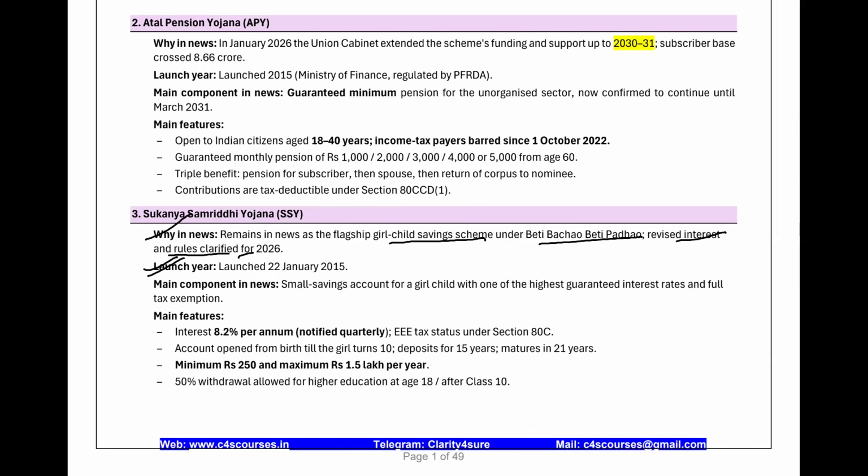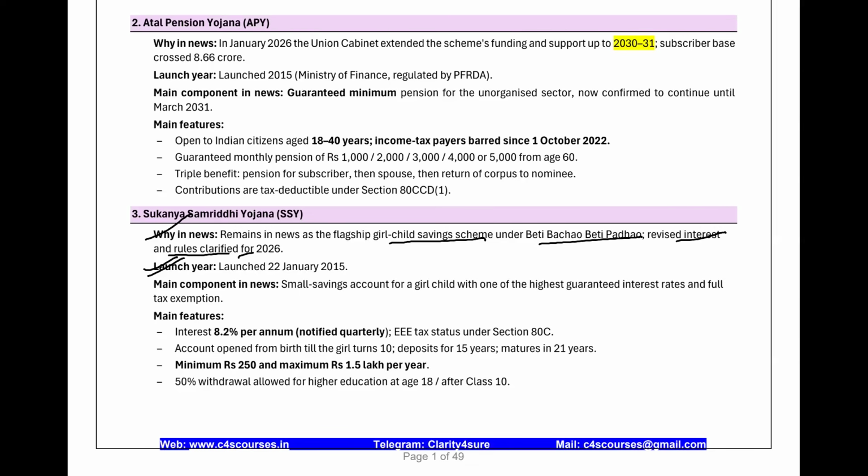Is it clear? Please try to understand the key points. The key points for this scheme: I hope the ministry is clear, Ministry of Finance. I hope why it is in the news is clear to everyone. Launch year is clear to everyone. Now the key points. It is a saving scheme for whom? Girl child. नाम से ही समझो ना, Sukanya. So it is a scheme that is for girl child.